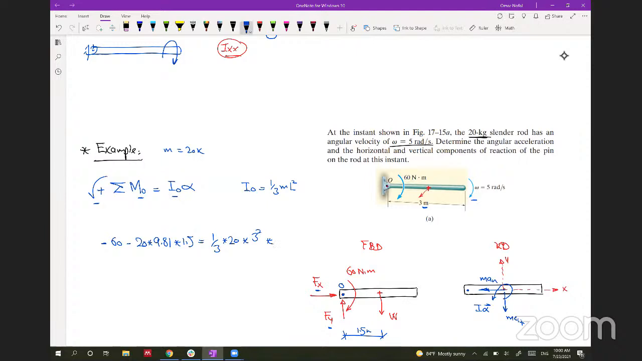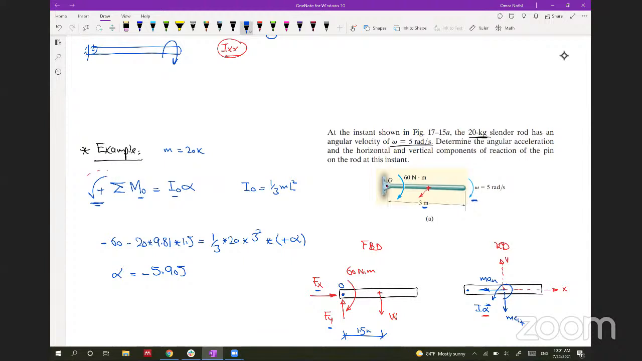So I assume that this is the positive direction of the rotation. It's clockwise, but here in my problem, alpha is actually in the same direction. So I will put it here, so it will be positive alpha like this. And finally, we will get that alpha will be equal to negative 5.905, which means that the alpha is in opposite direction to what I assumed.